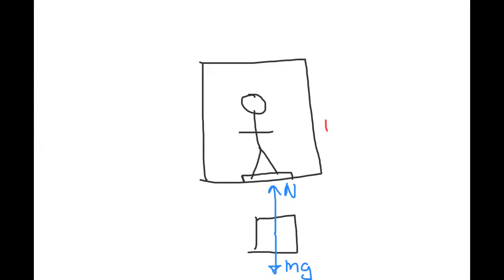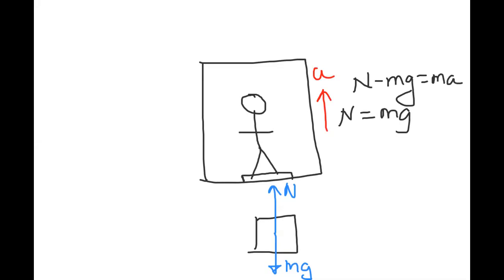So let's say that the lift is going up with an acceleration of a. So in this case, we will write N minus mg is equal to ma, and therefore N will be equal to mg plus ma, and this will be the weight of the person. So while going up in a lift, you will find that your weight increases.